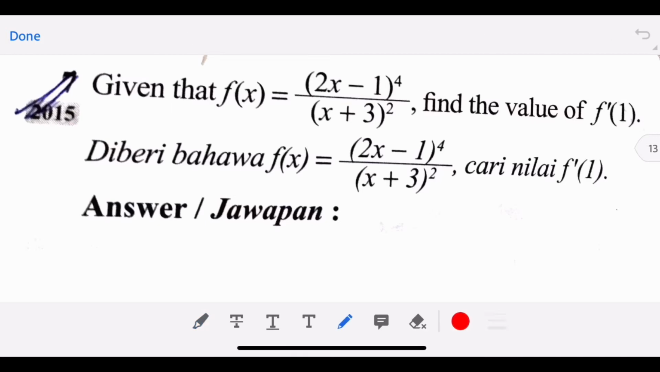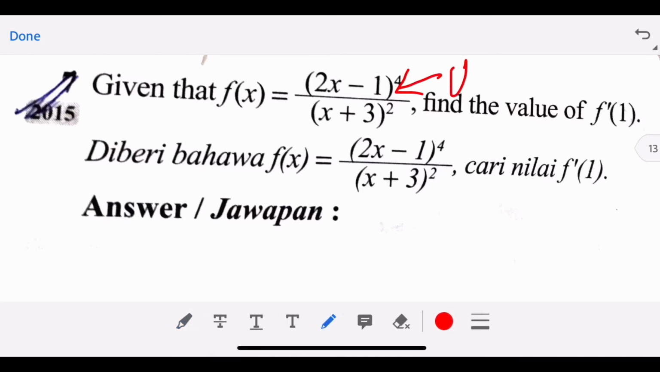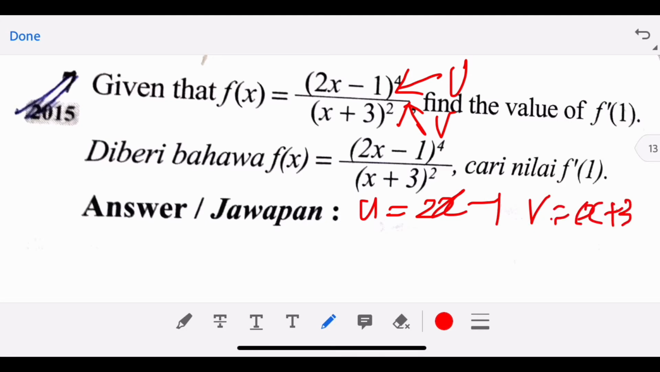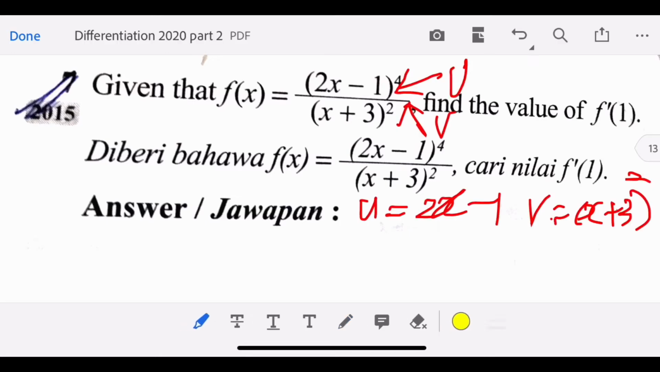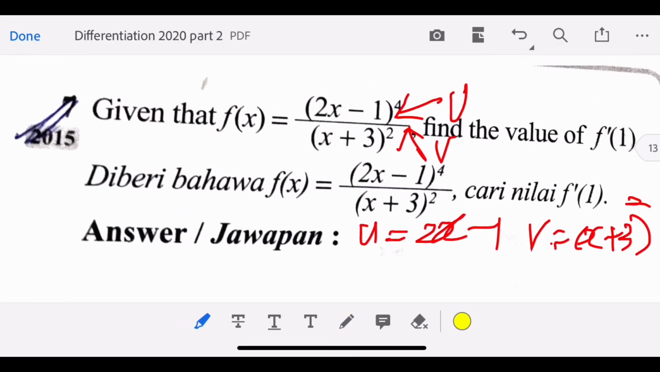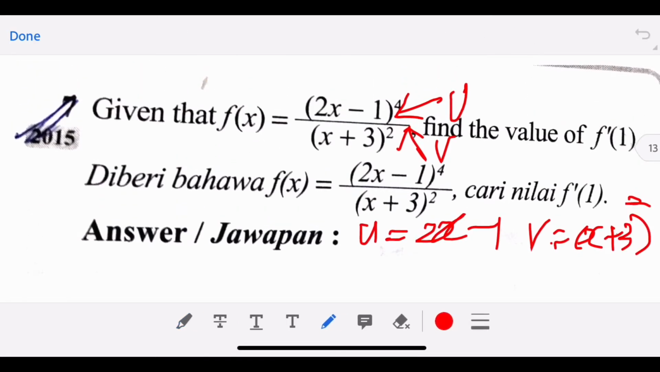For this one, you're asked to find f prime 1. So it's dy dx. First of all, you know that this is u over v. So your u is 2x minus 1. Your v is x plus 3 squared, right? Remember? We will do du dx, then we will do dv dx, then we will cross multiply, remember?